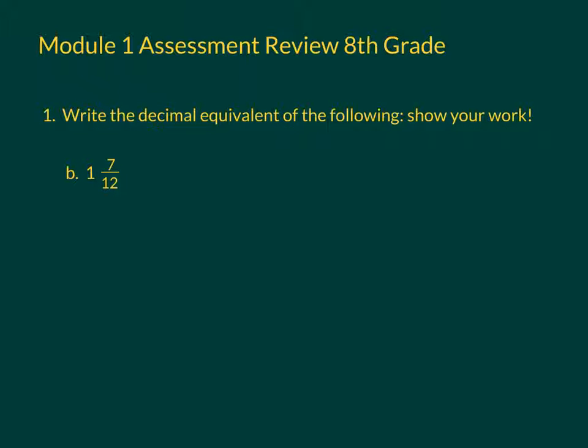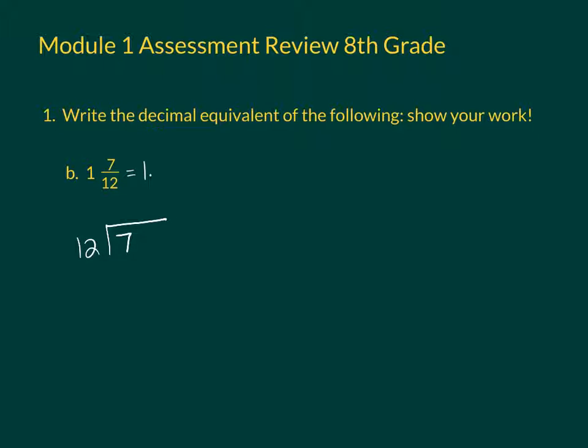All right, this is part B for number 1, writing the decimal equivalent of the following. So just like part A, the whole number part we can just put there. We don't really have to worry about it. And we just have to worry about this fraction. So we need to do what it says, 7 divided by 12. So that's 7 inside and then 12 on the outside.